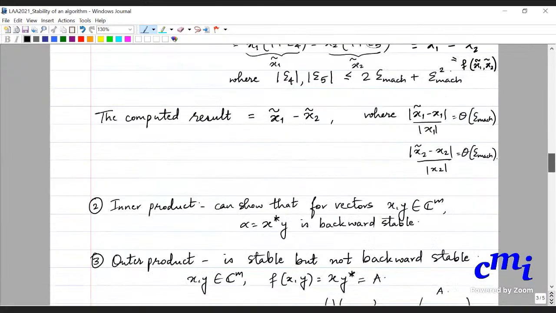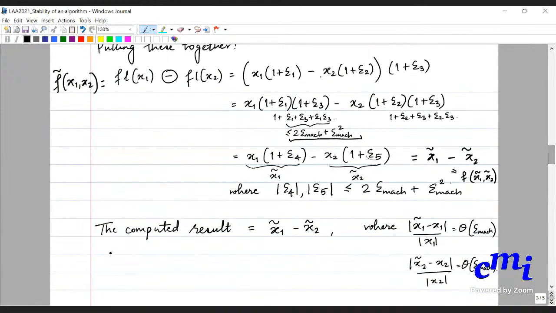If I have not written it anywhere, I should write: therefore, subtraction is backward stable.